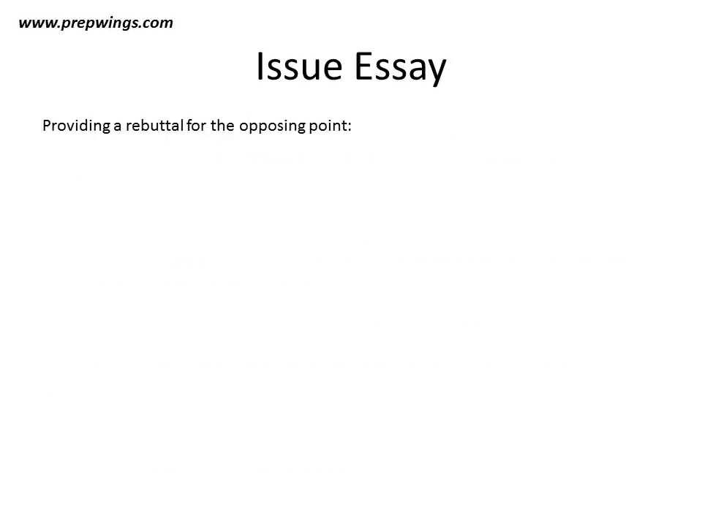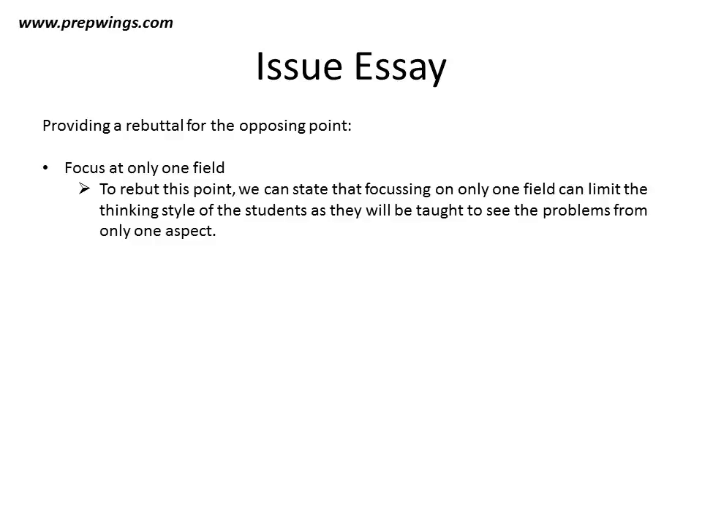Now we'll provide a rebuttal for the opposing point, because we need one opposing point and a rebuttal for it. The opposing point was focus on only one field. This was a point in favor of one field specialization, so that is why it's an opposing point. To rebut this point, we can say that focusing on only one field can limit the thinking style of students, because they'll see problems from only one aspect. So this is how we can explain the rebuttal for this point.